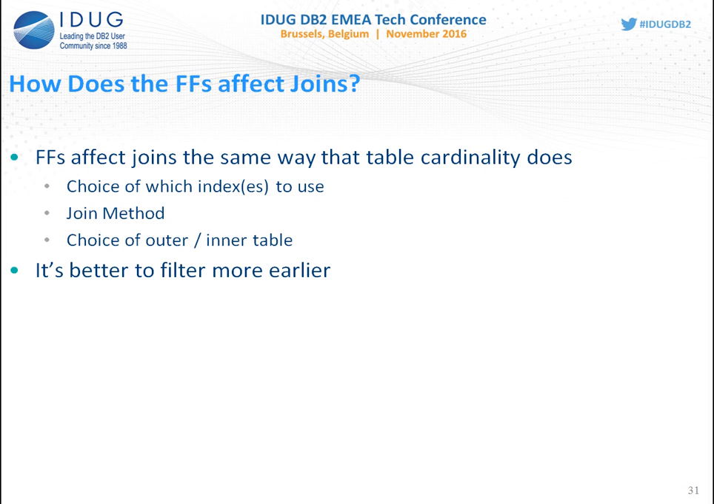Joins are affected the same way. It affects which index to use, which join method, and which table should be the inner and outer table. And again, DB2 likes to filter more earlier. So whichever table it's processing first, in general, it wants it to be not actually a smaller table, but a table that when you apply the predicates on that table will return fewer rows.